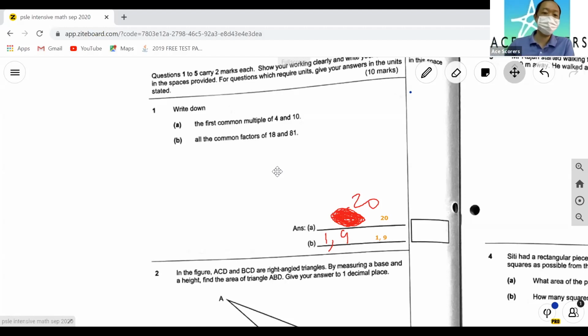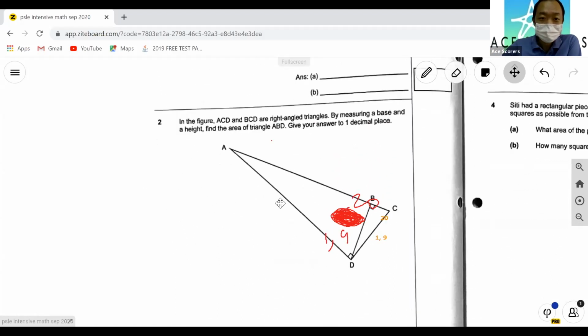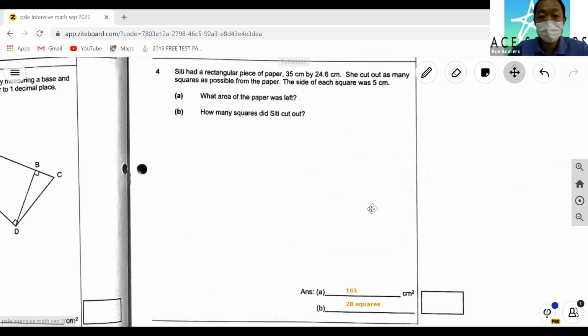Yeah, so all the common factors of 18 and 81 are right there, okay? So what fundamental are they testing? Basically, this is just common multiple. Do you know the meaning of common multiple and common factor? Well done. Next one. So this is correct. Both answers are correct. 161 and 28 squared. So this is just a simple area calculation.